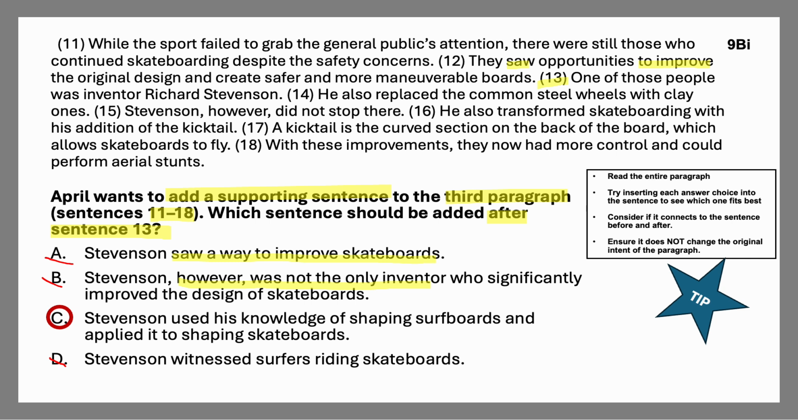So extraneous information for D. We have redundant information in A. And then here, B, it's changing the intent of the overall passage. So we're left with C.